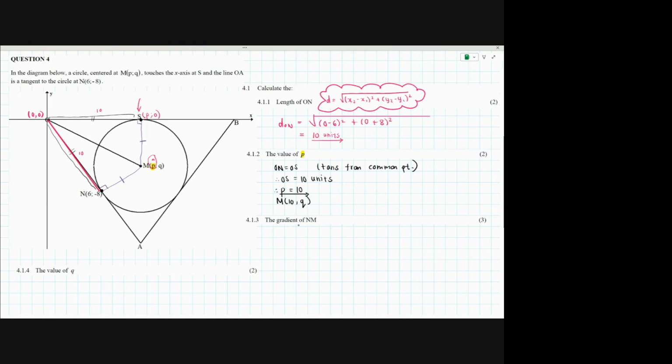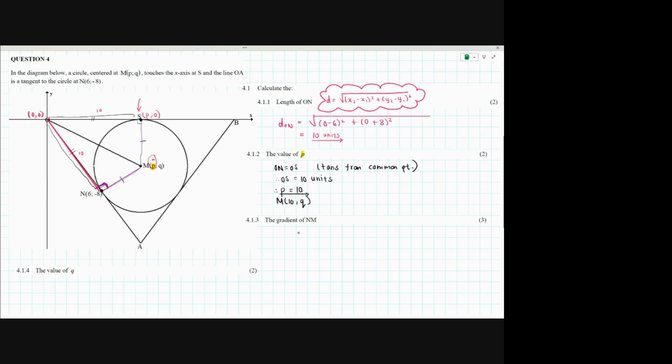4.1.3 says the gradient of NM. Now I'm going to ask you to do this one yourself, but I'm going to just talk you through it a little bit to help you out. So the gradient of NM. NM is one of our radii. So here it is, NM. And remember, we said that NM is going to be perpendicular to ON.